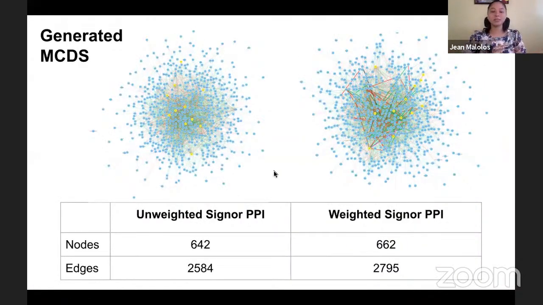Here's our generated MCDS, minimum connected dominating set, from the algorithm that we used. Here's a comparison between the data set of the unweighted STRING PPI and the protein interaction network with the one that we overlapped the co-expression levels. You can see here that the generated nodes for the unweighted and weighted somehow differ, and the same with the edges. We have more found interactions or connections in the weighted STRING PPI, and more nodes.